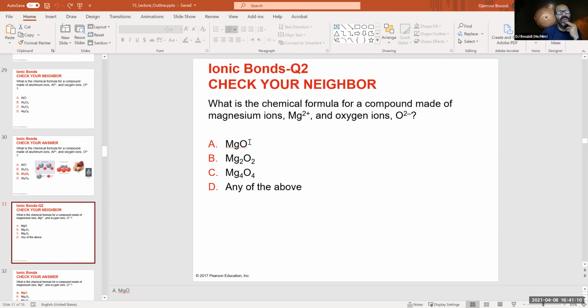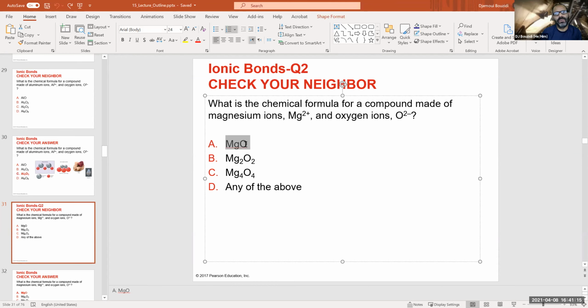But we don't really write the 1 because it's assumed already. So this is the correct formula for this molecule, okay? Because the 1 is already assumed in here, so you don't write it. So this is not the correct way of writing this molecule, not this one either, okay? Obviously, it's not correct in here. Does this make sense? Good. Everybody? Okay, very good.